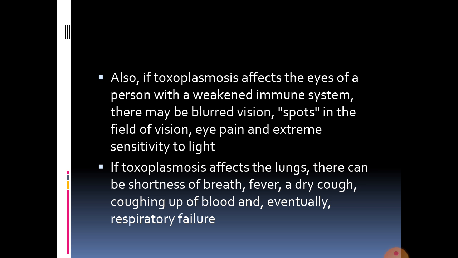Also, if toxoplasmosis affects the eyes of a person with a weakened immune system, there may be blurred vision, spots in the field of vision, eye pain and extreme sensitivity to light. And if toxoplasmosis affects the lungs, there can be shortness of breath, fever, a dry cough, coughing up of blood and eventually respiratory failure.